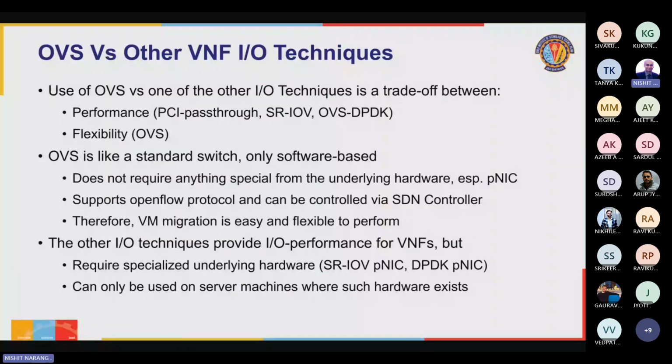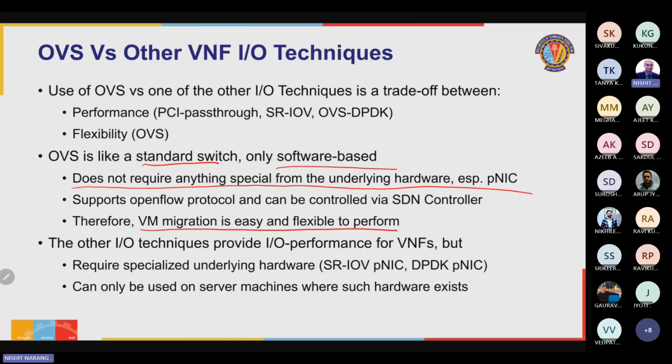When I use a simple OVS-like architecture, which is a standard switch but software based, the beauty of using OVS is that it does not require anything special from the underlying hardware. I don't need any special kind of NIC card. I don't need a lot of NIC cards. And therefore, VM migration is very easy and flexible to perform.